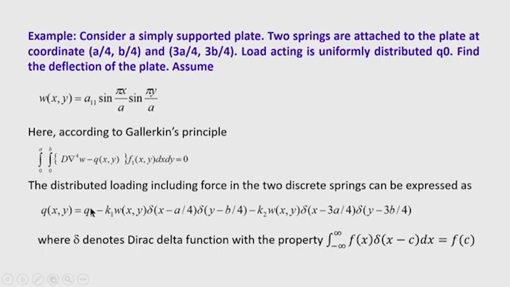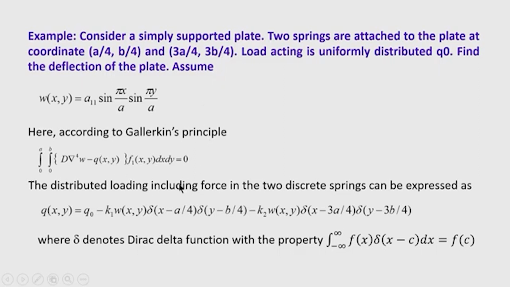2 springs attached at certain points. Now, a spring offers an upward reaction to the downward deflection of the plate, and that reactive force of the spring is given by the stiffness of the spring multiplied by the deflection. Say the first spring that is attached at the point a by 4, b by 4 has a spring constant k 1, and the second spring which is attached at the point 3 a by 4 comma 3 b by 4 has a spring constant k 2.